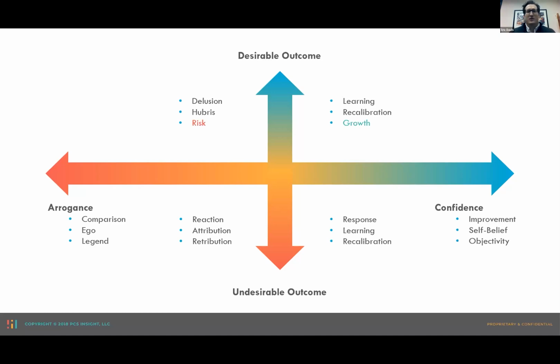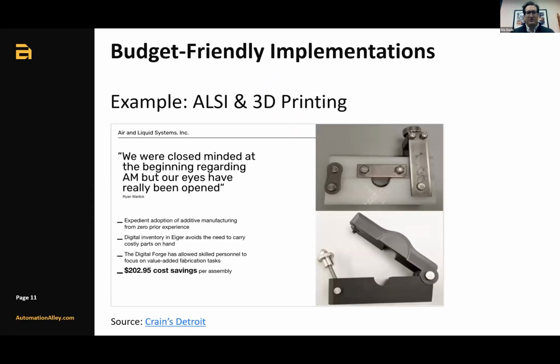So what are some good examples of confident organizations or some good Industry 4.0 examples? This first one came from our Project Diamond. This is called Air and Liquid Systems, and they were awarded a 3D printer through our Project Diamond that was funded by the CARES grant through Oakland and Macomb County.